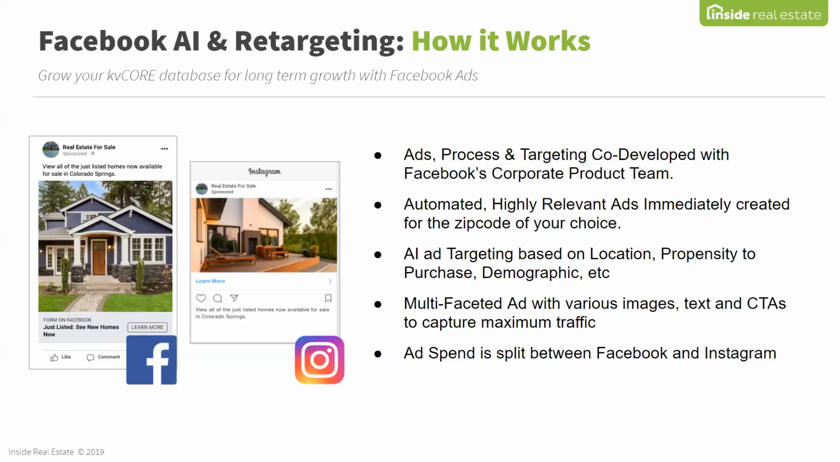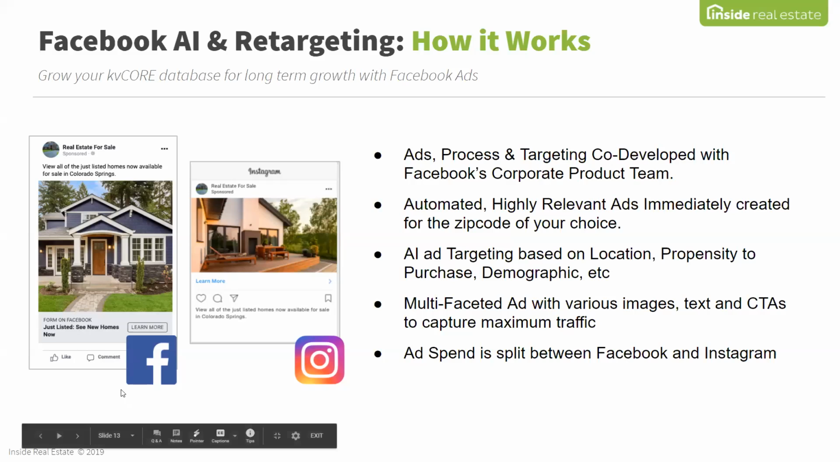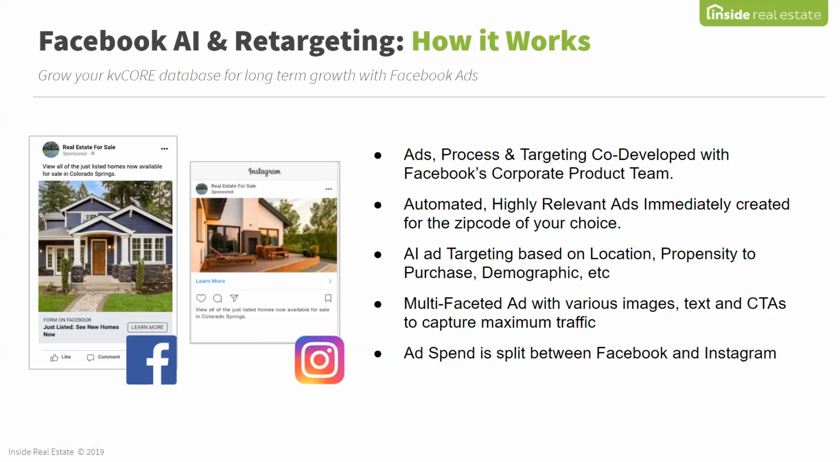And we're using Facebook's AI algorithms to make sure we're targeting people who have the propensity to purchase. They've got a really good algorithm to do that, so we're pulling that in and building that out. You've got various versions of the ad with different text, different calls to action. And we do split the spend between Facebook and Instagram. It's heavily weighted towards Facebook, but you will see Instagram ads come up as well if they're performing well, and we test that automatically in the background. So that's a little bit about how these work. Move on to the next slide.